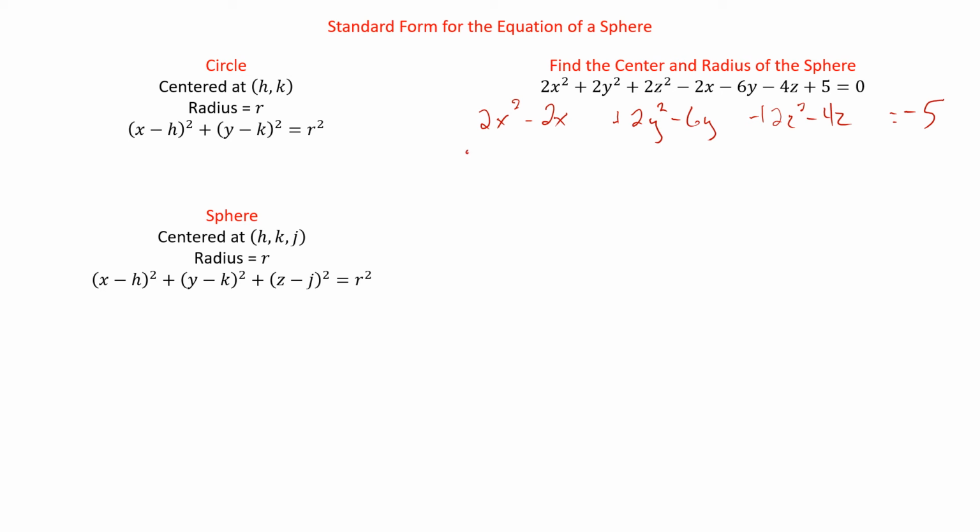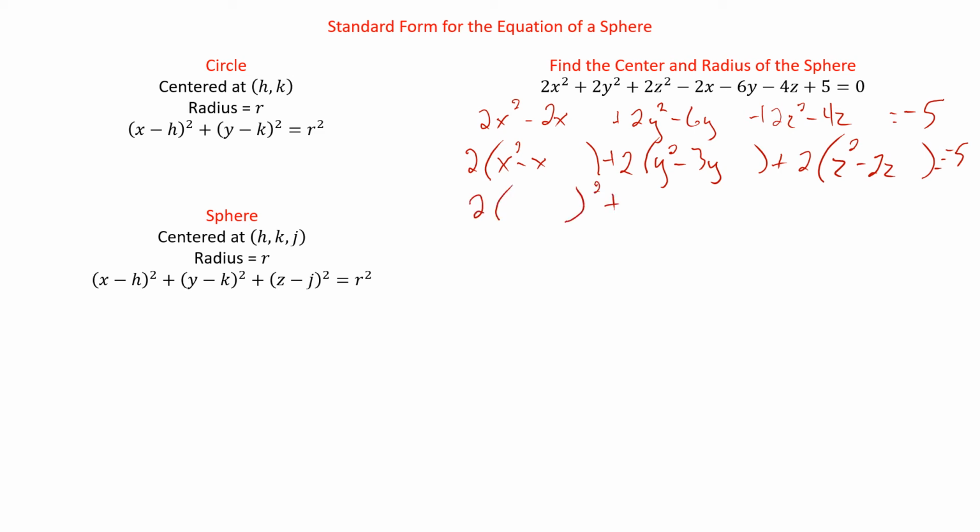So we're going to factor out the 2. So we have 2 times x squared minus x, leave a space, plus 2 times y squared minus 3y, leave a space, plus 2 times z squared minus 2z, leave a space, equals negative 5. Now we can complete the square, so we'll have 2 times something squared plus 2 times something squared, this will be an x, this will be a y, plus 2 times z something squared will equal something. I don't have much space over there.